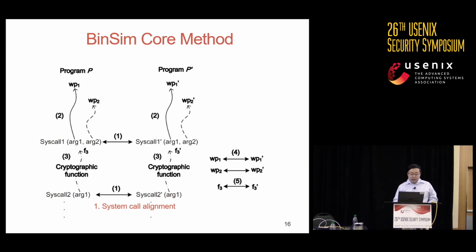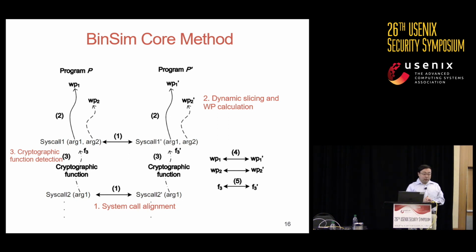Starting from the aligned system calls, we do dynamic slicing on the instructions, and we also perform symbolic execution. In particular, we calculate the weakest precondition that can make the execution reach the argument of the system call. Here I have to mention that a very common challenge for symbolic execution on binary code is cryptographic functions, because they show very complicated arithmetic operations. If we perform symbolic execution on a cryptographic algorithm, it will produce a very large formula size and complicate the further symbolic formula comparisons.